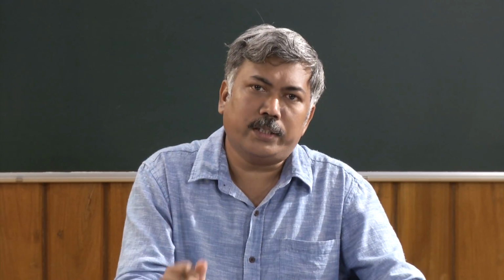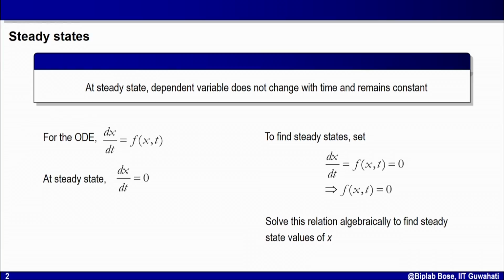Before we try to understand what we mean by stability of a steady state, let us recapitulate steady states. The basic concept of steady state is like this. You have a dependent variable, say x, that is changing with time. The situation when the dependent variable does not change with time is the steady state of the dependent variable, or the steady state of the system.